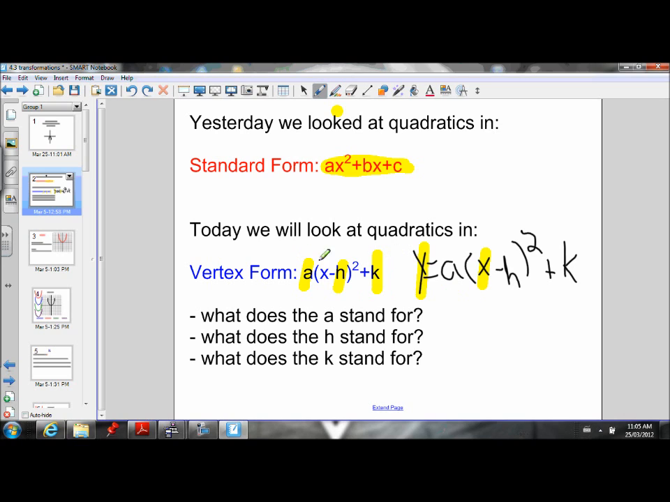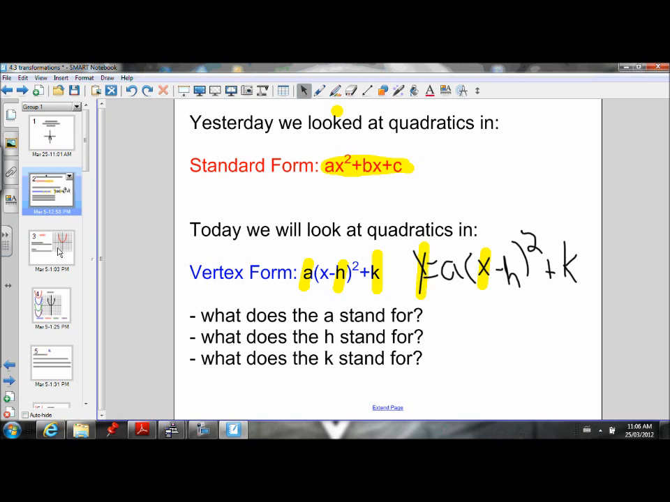What we're going to look at now is figuring out what a, h and k stand for, and once we've figured that out, we'll understand why it's useful to represent a quadratic in this form. Okay? Why is it useful to represent a quadratic in vertex form as opposed to standard form? So we'll try and figure that all out through this investigation.